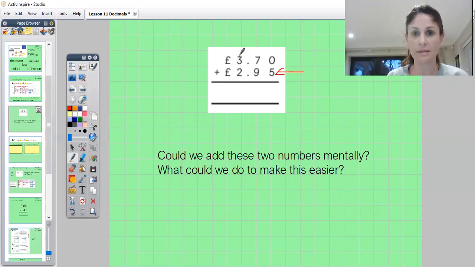So I had £3.70 plus £3 is £6.70, minus 5 pence is going to be £6.65. That's what we've done, isn't it?